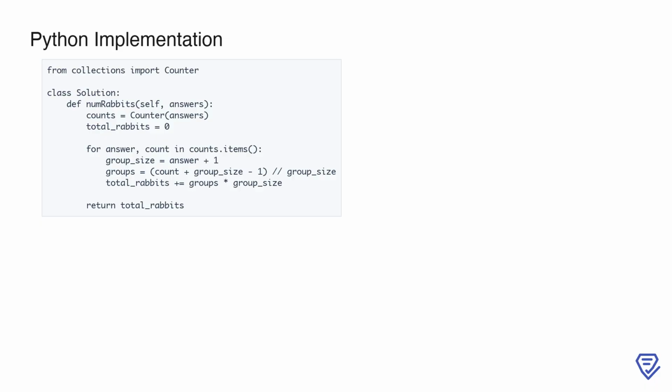3. Summing rabbit counts. Multiply the number of groups by group_size to calculate the total rabbits for that answer. Add this value to total_rabbits. 4. Return result. After processing all unique answers, total_rabbits holds the minimum number of rabbits in the forest, which is returned as the result.